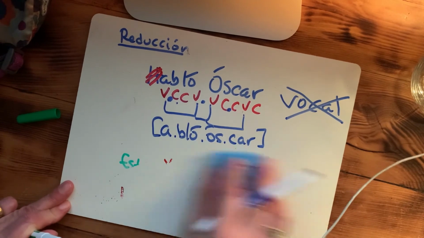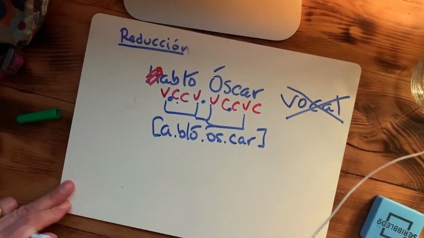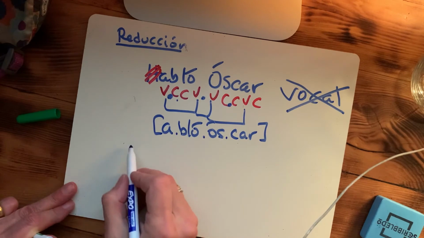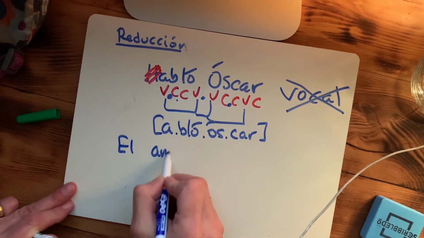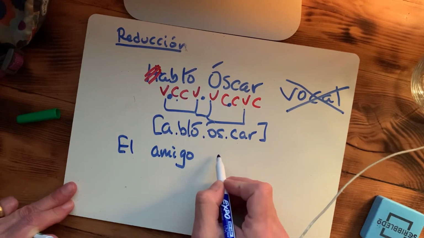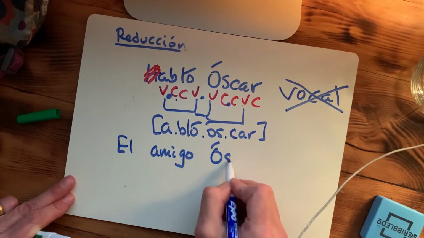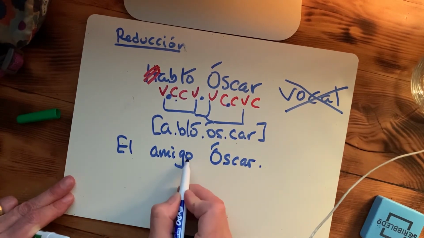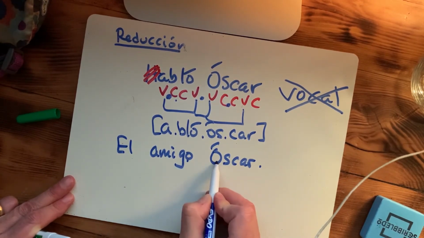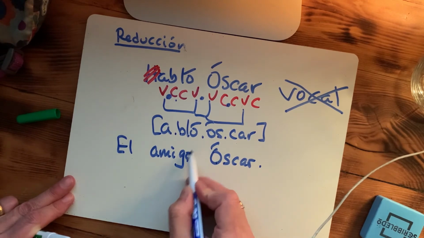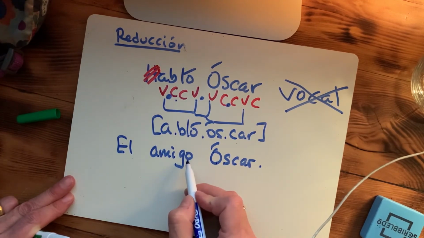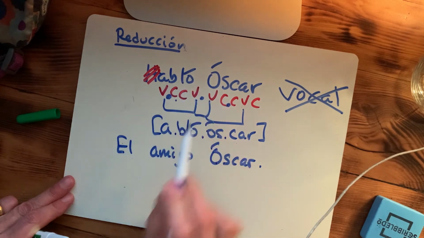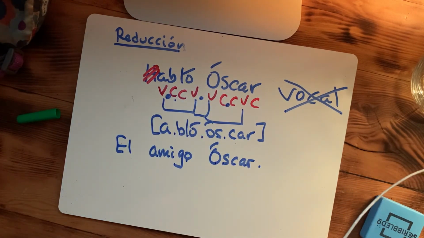On the other hand, when we do have stresses, it's okay to have something like this. El amigo Oscar. Here the O is unstressed and that one is stressed. So what happens is we will remove the unstressed O. You never reduce, only when there are two stressed vowels.